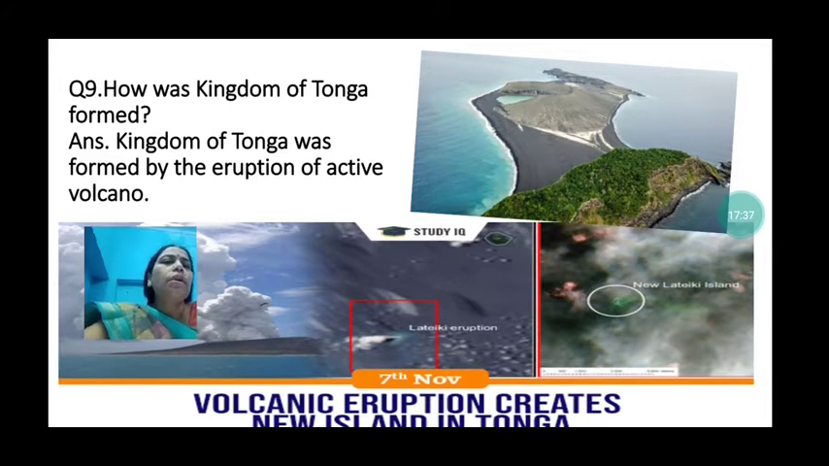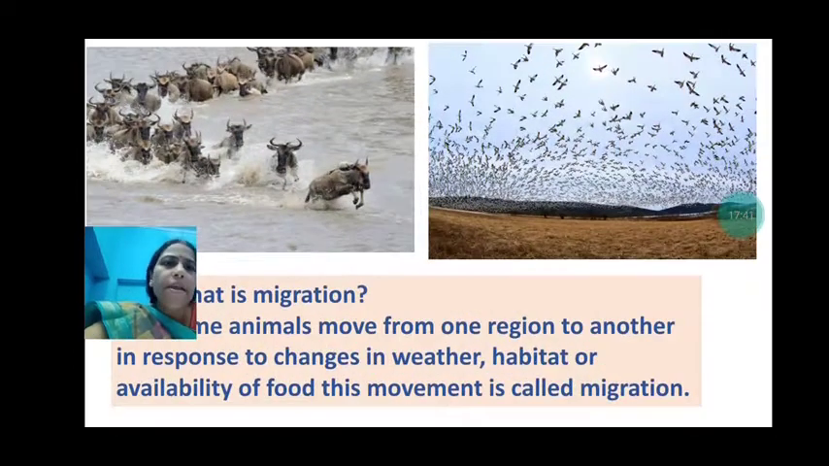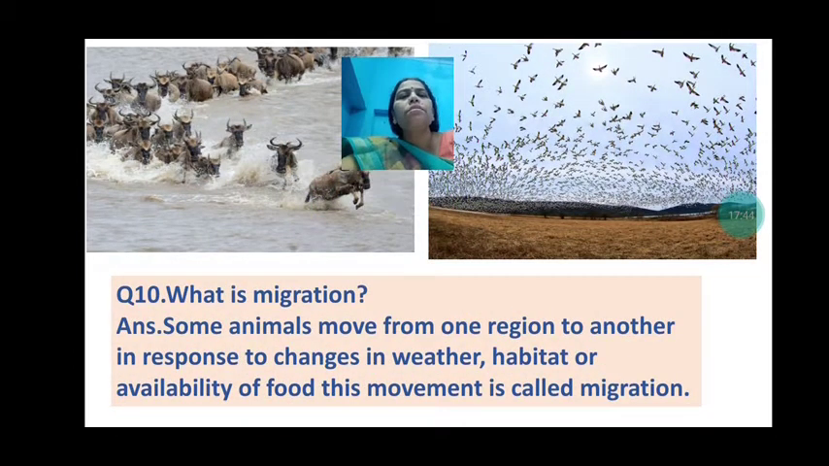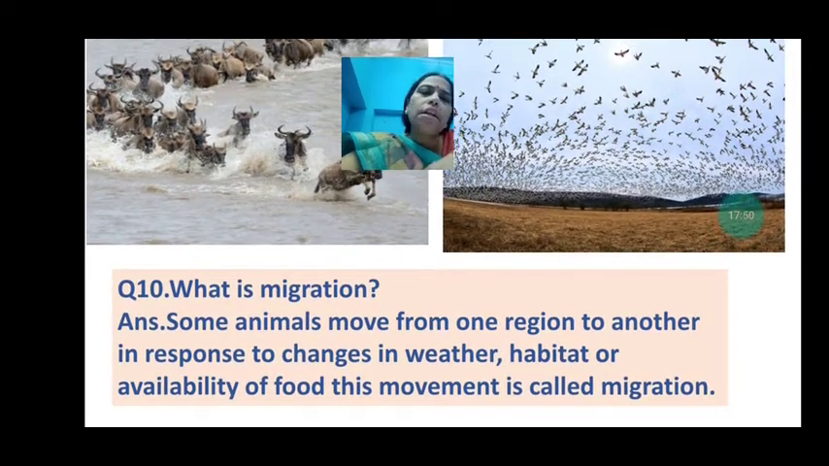So Kingdom of Tonga, it was formed by the eruption of the active volcano, keep in mind. Then, let us know what is migration. Some animals move from one region to another in response to changes in the weather, habitat or availability of food. This movement is called migration.